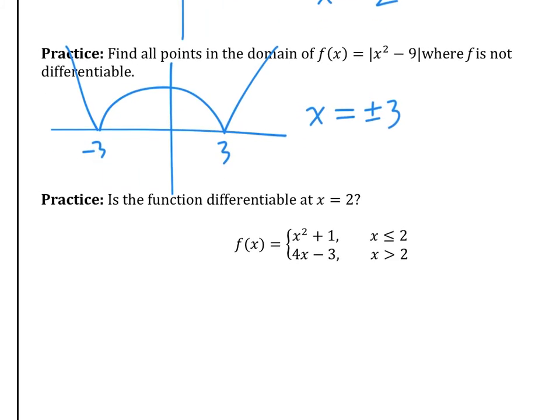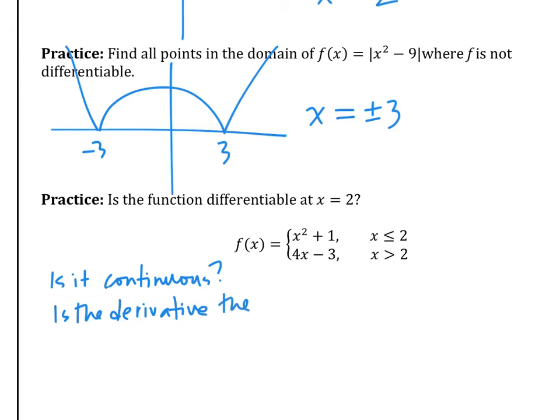All right, let's try another one, a piecewise function. Is the function differentiable at 2? Remember, there are 2 questions. Is it continuous? If it's not continuous, it's automatically not differentiable. And then, is the derivative the same on both sides? Go ahead and pause the video and try this one.